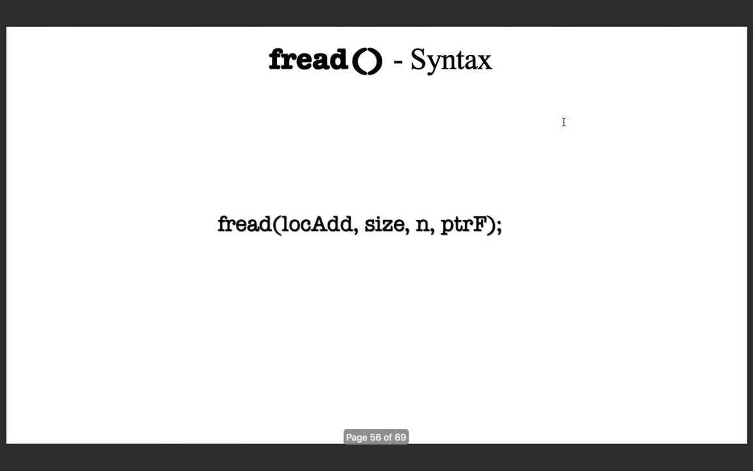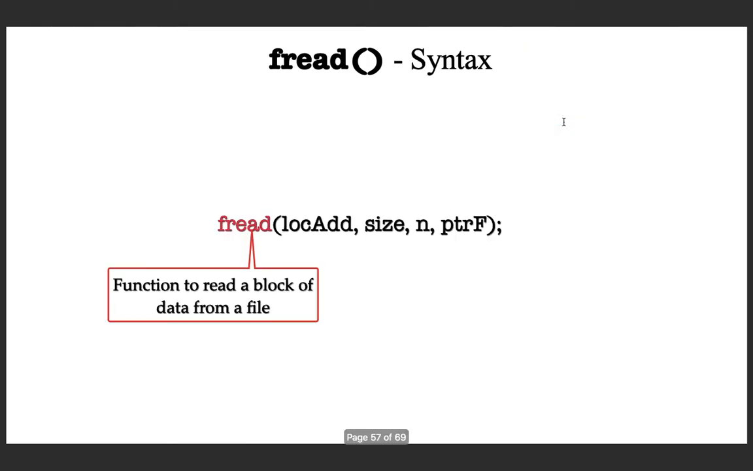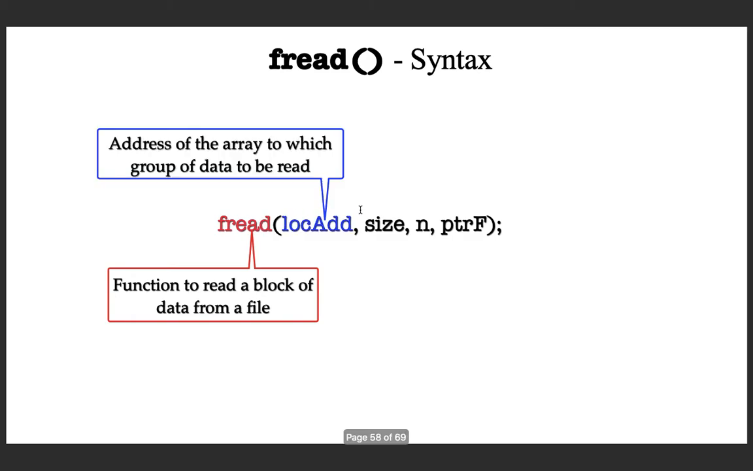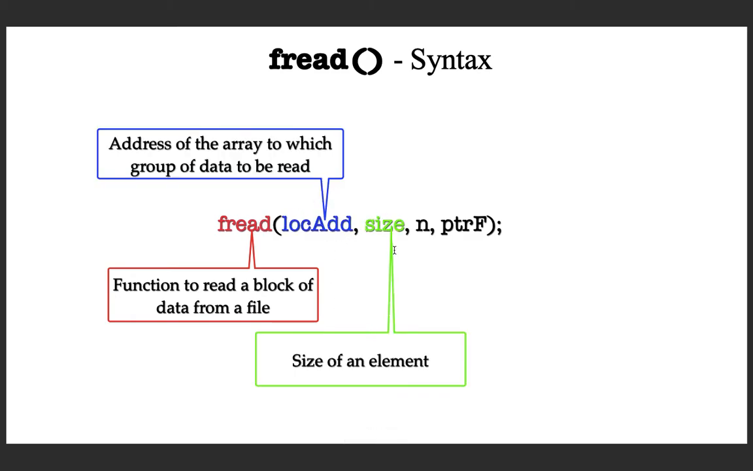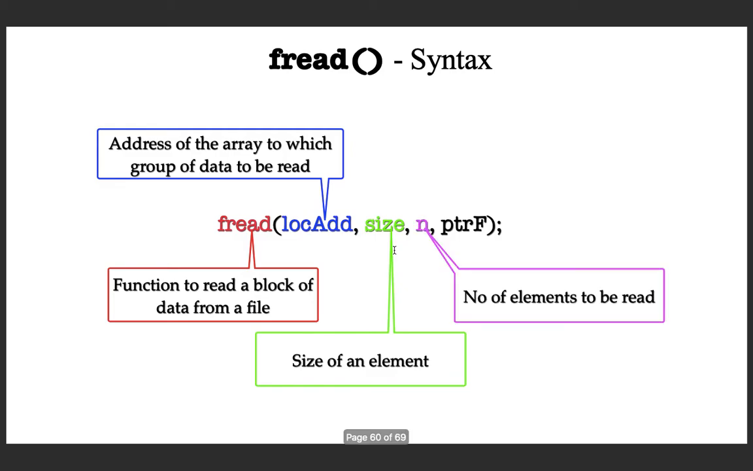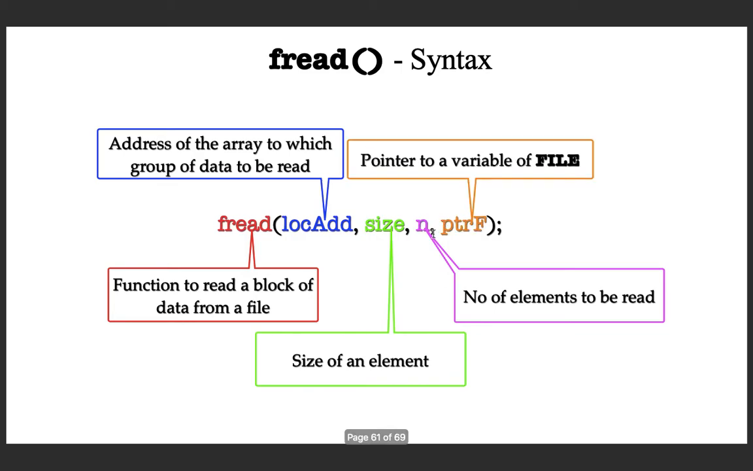The syntax is this: the function name fread. The first argument is the array address, followed by the size of each element, followed by the number of elements that you are going to read. Suppose you have written say 100 elements and you are reading only 3 elements, you can pass 3 as the argument here. And finally, from which file you are going to read.